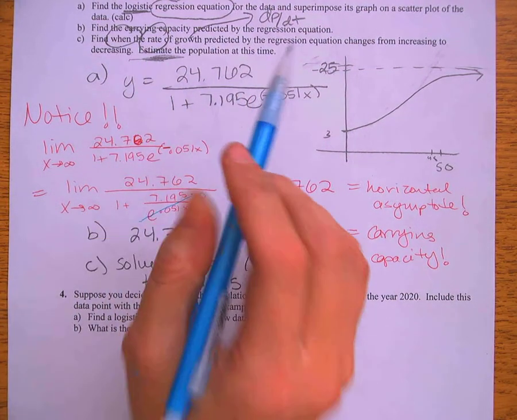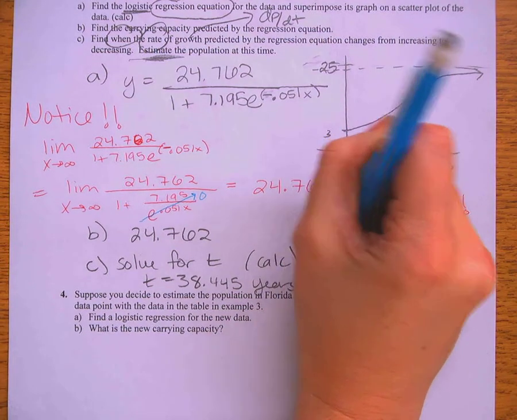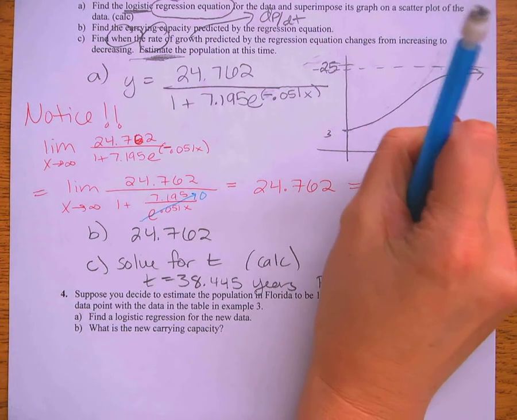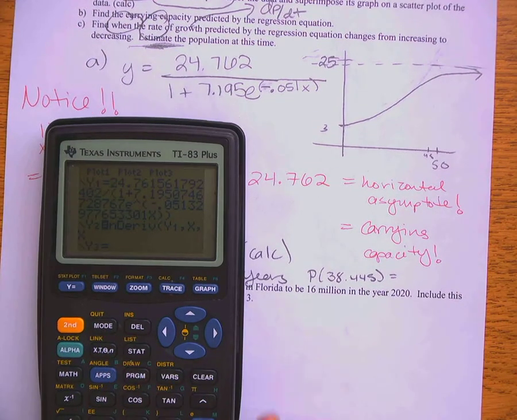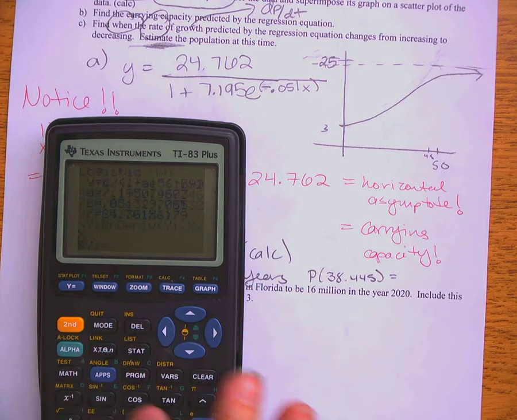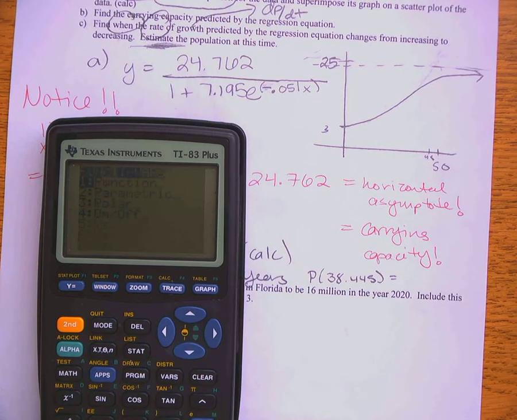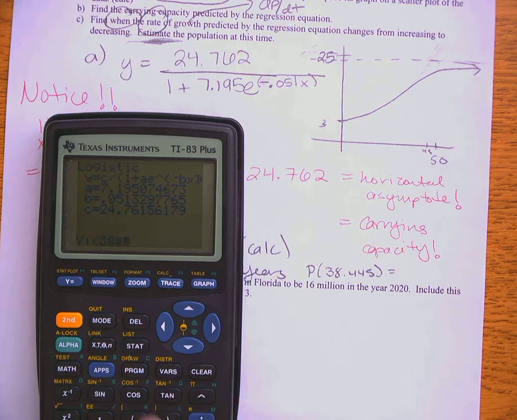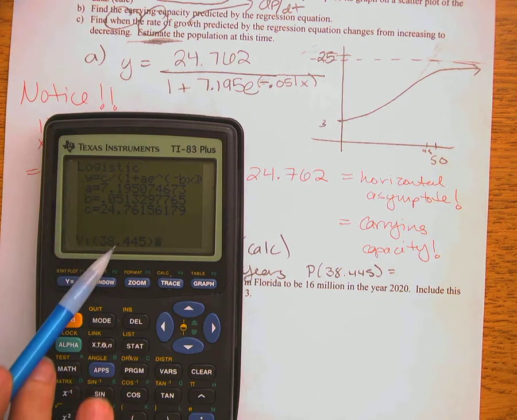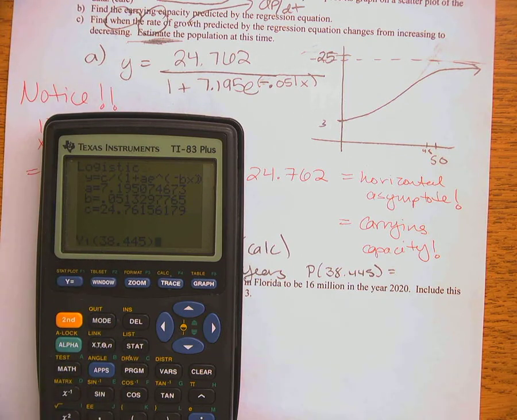It also wants us to estimate the population at that time. Now that's P of t. So P of 38.445. Well, fortunately, I still have that in my Y1. I never got rid of it, thankfully. So I could just do Y1 of 38.445, because the equation in Y1 is the equation of population at a given time. So here's the given time. Plug that in for t. And the population is about 12.38 million, because the original equation was given in millions.